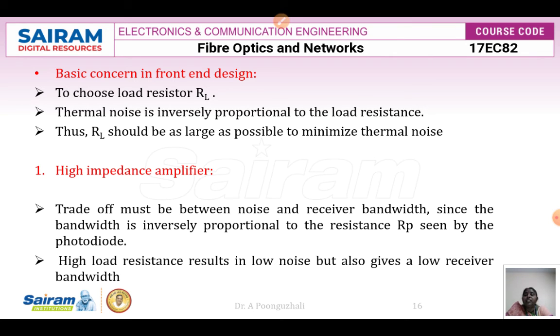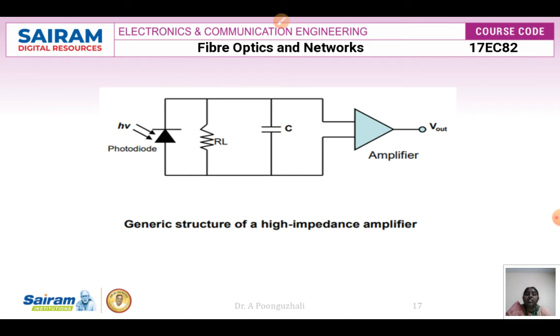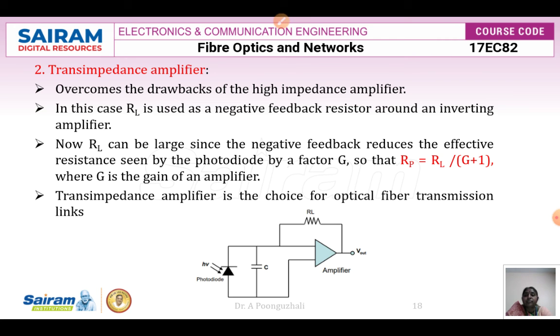So high impedance amplifier. Here we have to have a trade-off between the noise and the receiver bandwidth, because the bandwidth is going to be inversely proportional to the resistance seen by the photodiode. High load resistance is going to result in low noise but also gives a low receiver bandwidth. So this is the general structure of your high impedance amplifier.